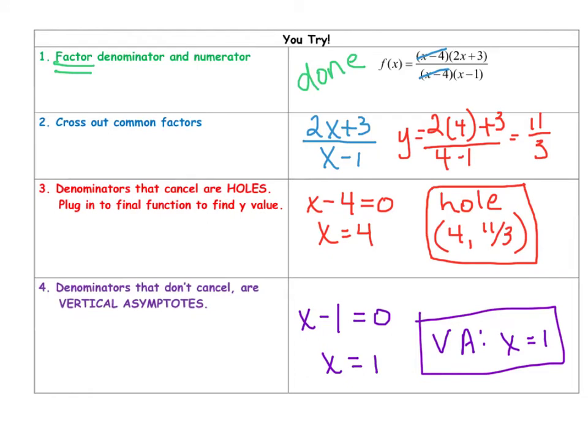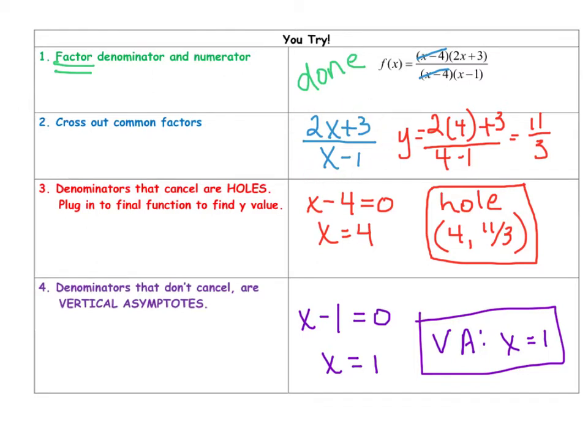Okay, hopefully you've had time to work this one out, and let's go over it together and see how you did. First thing we need to do is factor the denominator and the numerator. And as you can see, this one has already been done. There was nothing to factor. So we could move on to the second step, which is to cross out the common factors. Well, up here in blue, I did just that. I crossed out the x minus 4 divided by x minus 4. Now when you do that, this is what you're left with, and I wrote that right here.